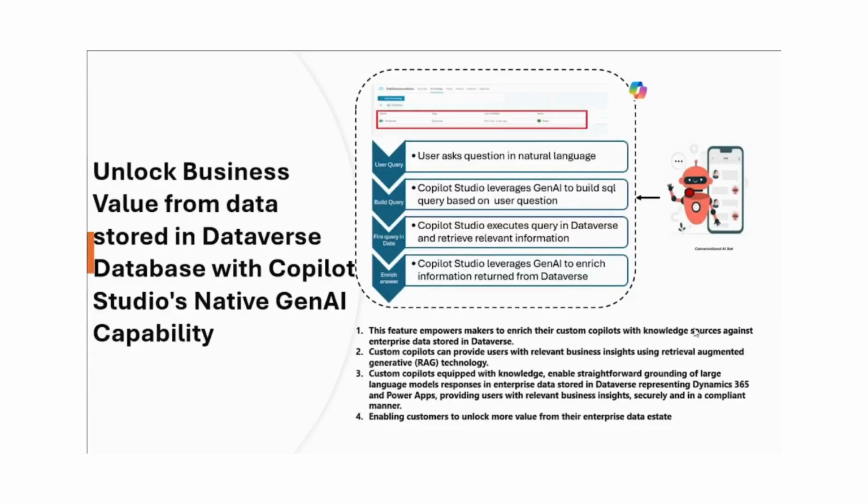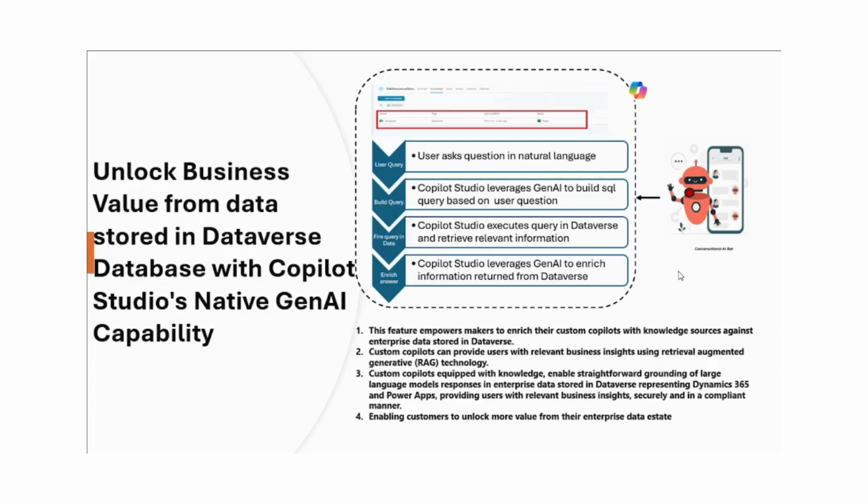I want to show you how we can unlock the business value from the data stored in the Dataverse database with the Copilot Studio native GenAI capability. We have data in Dataverse, which is a relational database. In this case, I have created an employee table with employee information in rows and columns. We want to interact with that information in natural language, instead of asking with keywords.